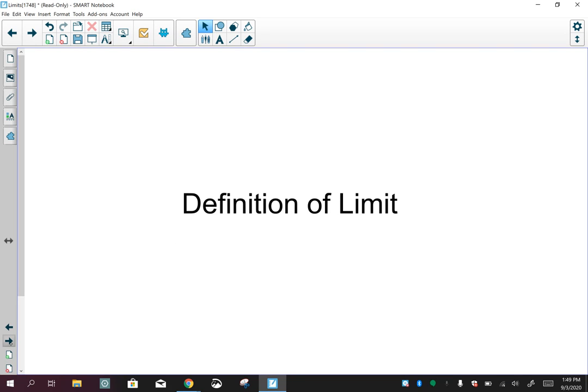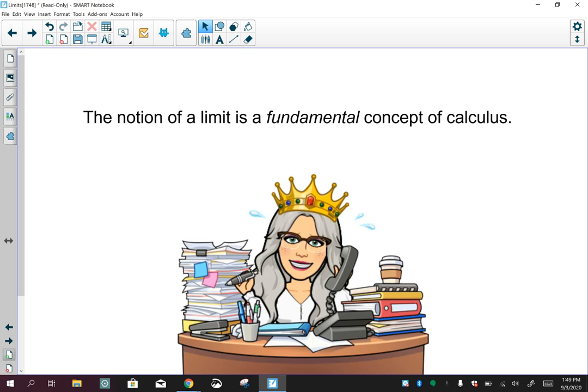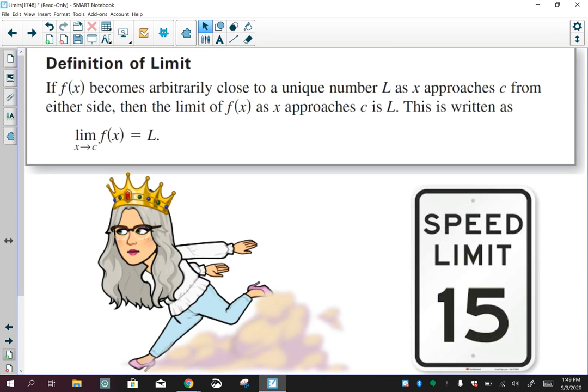Okay, so the definition of a limit. The notion of a limit is a fundamental concept of calculus. To begin, we have to ask the question: what does it mean for a function to have a limit? It starts off like this. If f of x, which is the same thing as y, becomes arbitrarily close to a unique number L as x approaches c from either side, then the limit of f of x as x approaches c is L. And this is how it's going to be written.